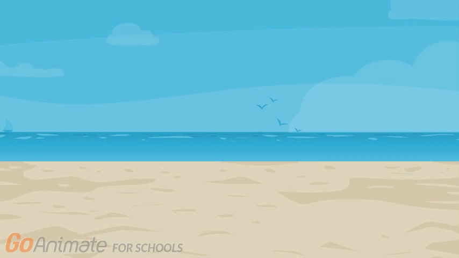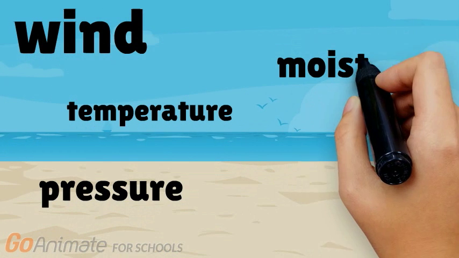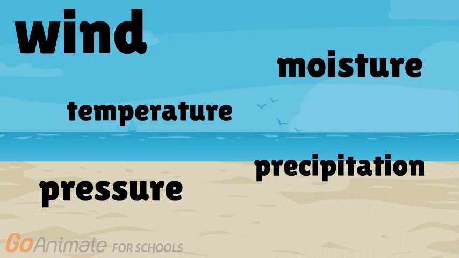So let's move on from causes of weather to what the main parts of weather are. Weather is made up of wind, temperature, pressure, moisture, and precipitation. So let's go through each one of those and see what they are.